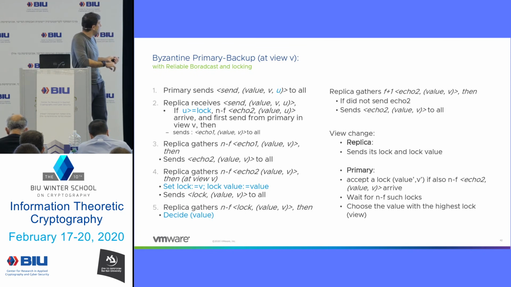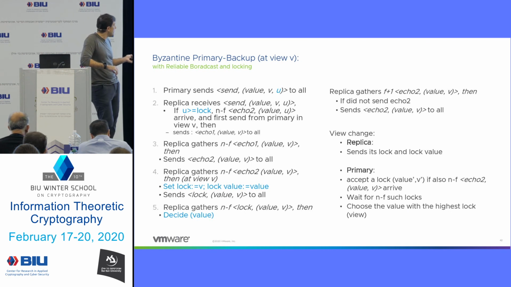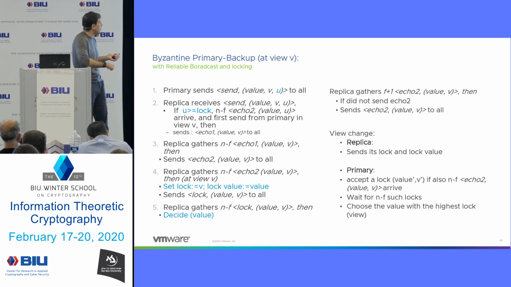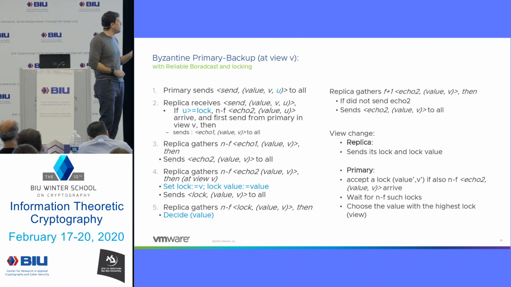In particular, there are two important things that we want to do here. First of all, the primary, when it sends a value in view v, it also sends this u. u is the view of the value that this primary chose. So the primary can choose either to send its own value, or it can choose to adopt an old value. If it chooses to adopt an old value, it must say, here is the view I chose to adopt, and u is this number.